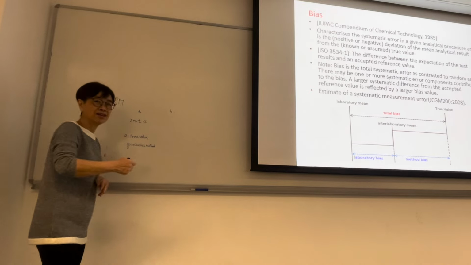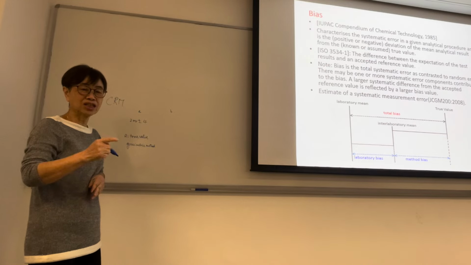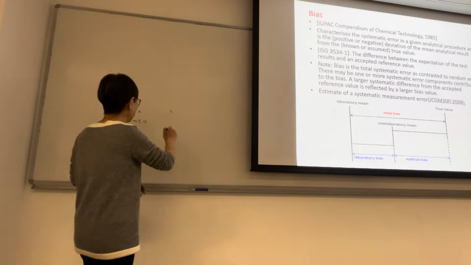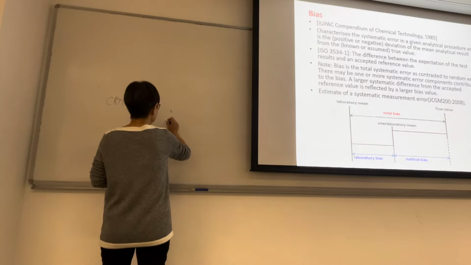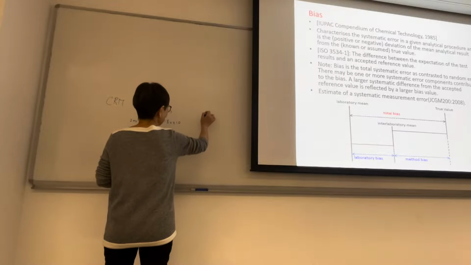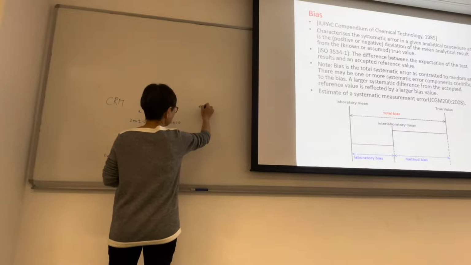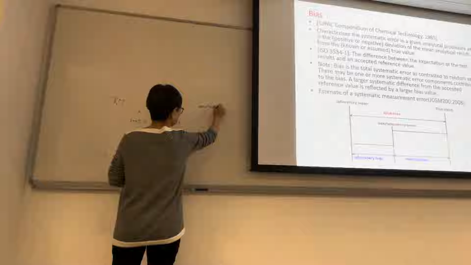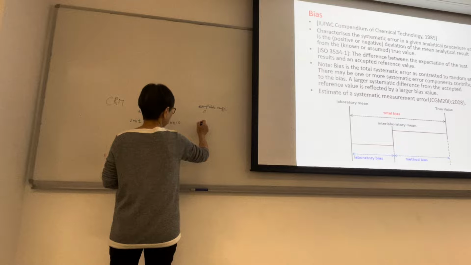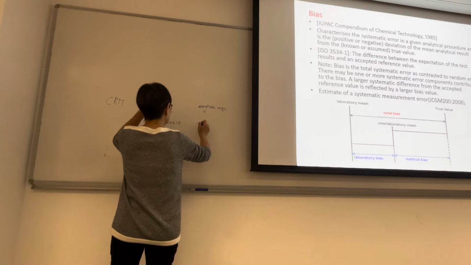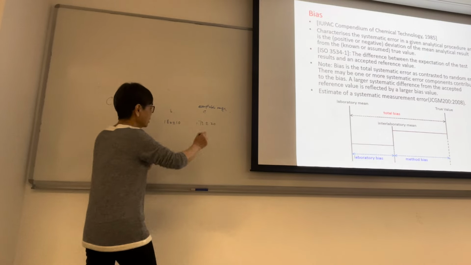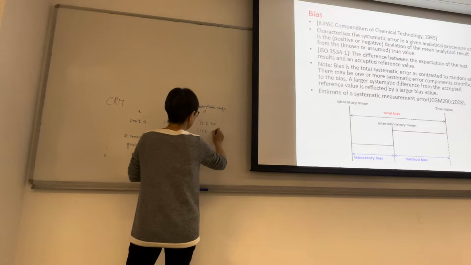B is, you can say, the method bias. We get 180, 10, okay? C is the acceptable range. Acceptable range may be 175 plus or minus 20, okay? That is 155 to 195.